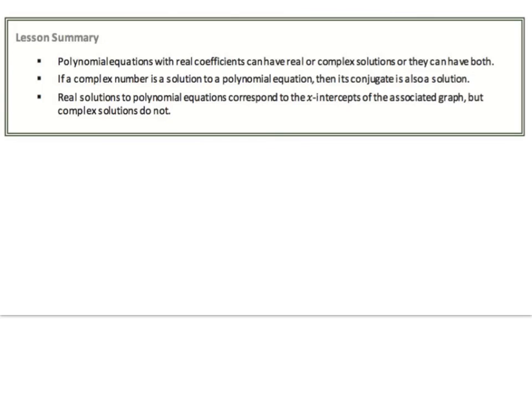Okay, a little summary. Polynomial equations with real coefficients can have real or complex solutions, or they can have both. If a complex number is a solution, then it has a conjugate pair. Real solutions to polynomial equations correspond to the x-intercepts of the associated graph, but complex solutions do not. Excellent work today.